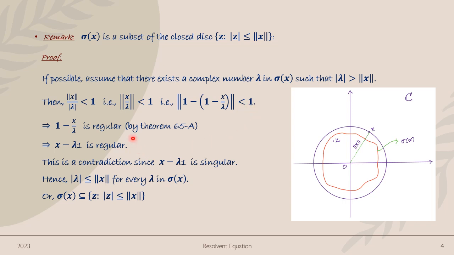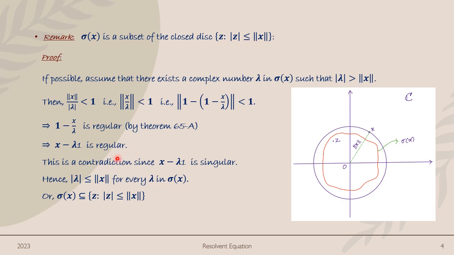But we have already seen in section 65, the first theorem 65a, which states that in a Banach algebra, if norm of 1 minus x is less than 1, then the element x is a regular element. In place of x we have x by lambda, such that the norm of 1 minus that element is less than 1. So this element should be regular by theorem 65a. Then we can cross multiply: lambda into 1 minus x is regular, and clearly x minus lambda 1 is also regular.